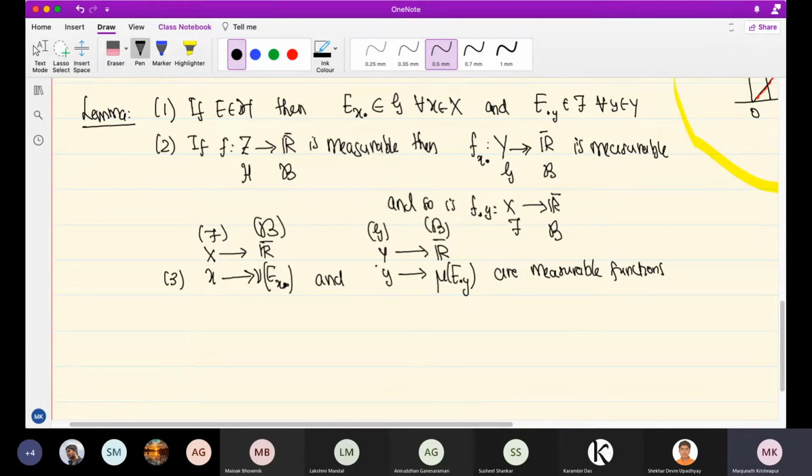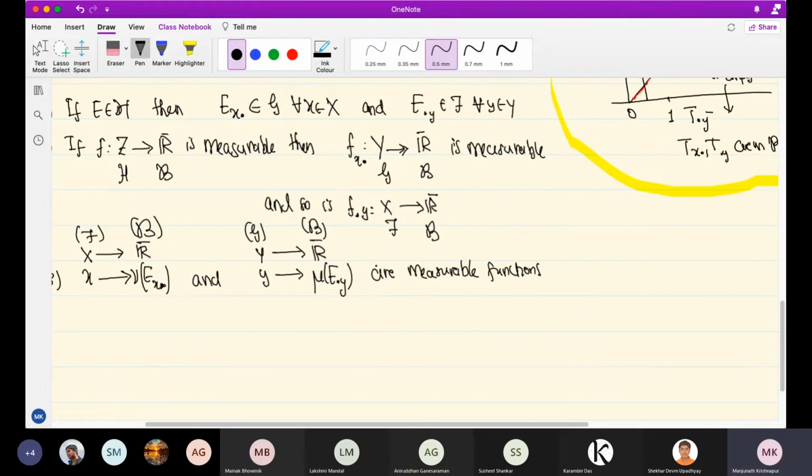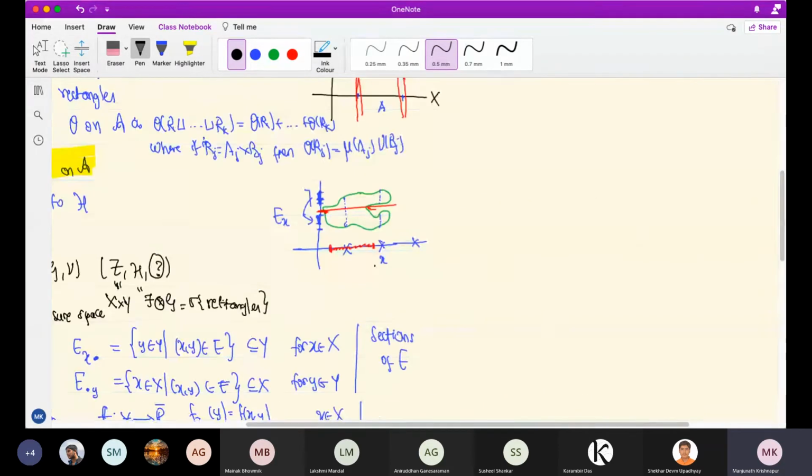So the measures as the section varies. In other words, as x changes, the section changes. It can suddenly change quite a bit. It can suddenly make a jump and all that.